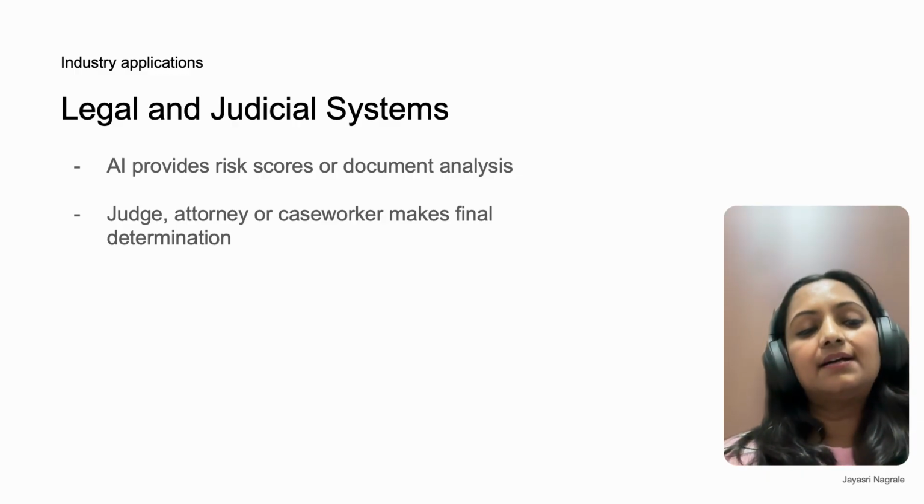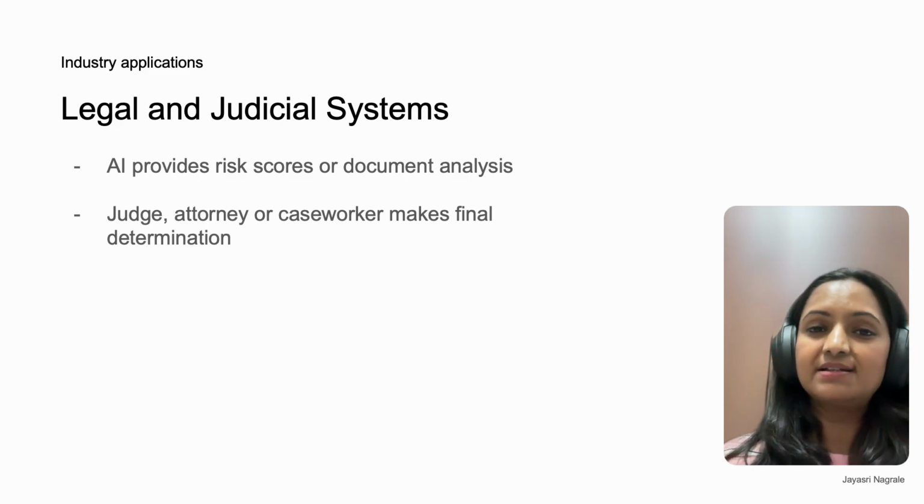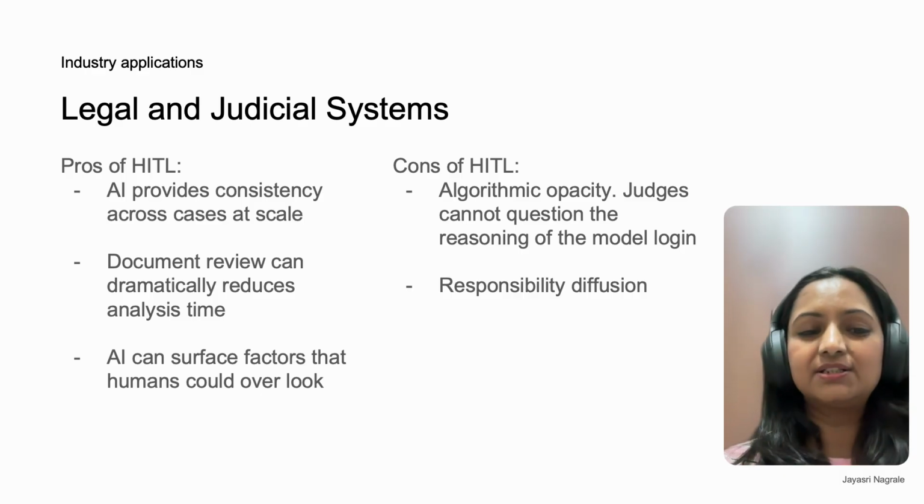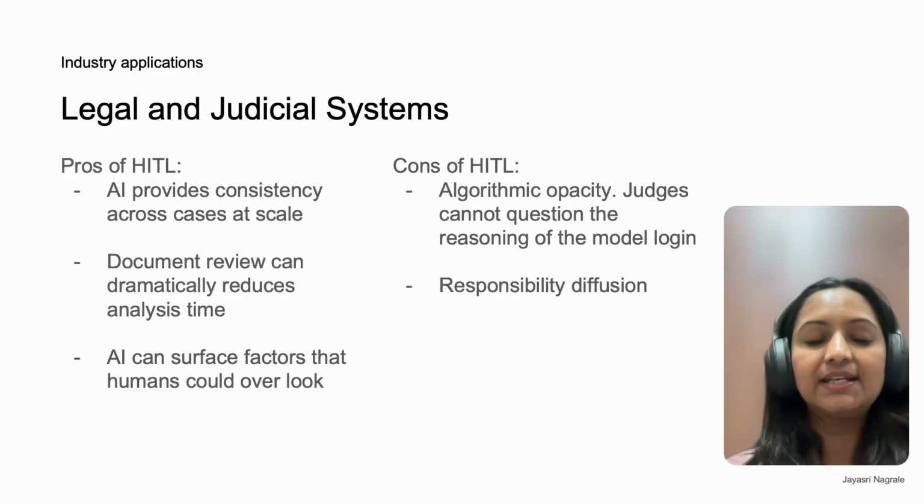The other industry that is interesting in HITL is legal and judicial systems, wherein AI provides risk scores or document analysis super fast, but the judge, authority, or the case worker makes the final determination. And this is really helpful because, firstly, the AI can do things very fast, right? What reading the documentation would have taken weeks, the AI can do for you, summarize for you within minutes. And AI could also surface factors that humans could overlook. AI could also surface patterns across other similar cases that would help in this case as well.